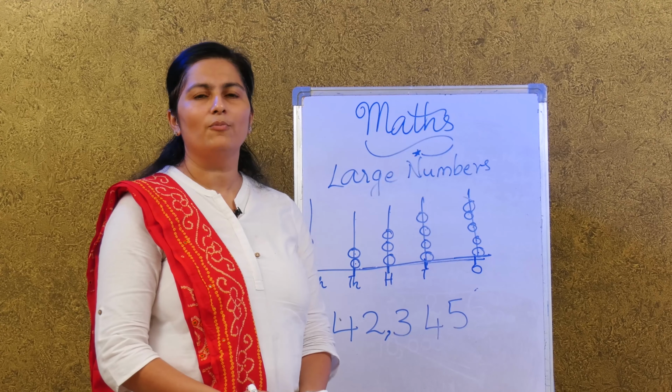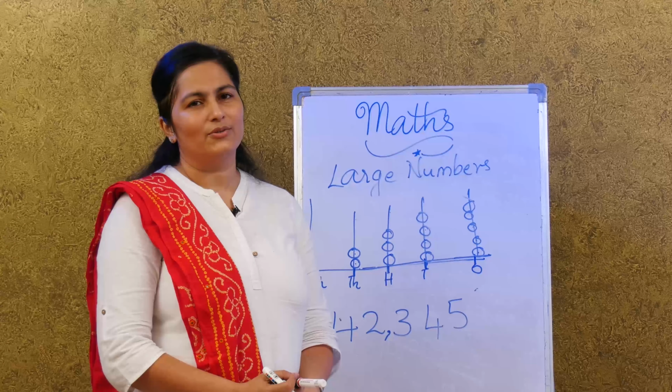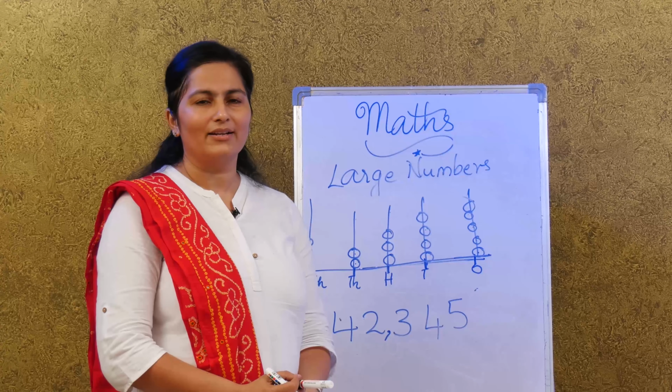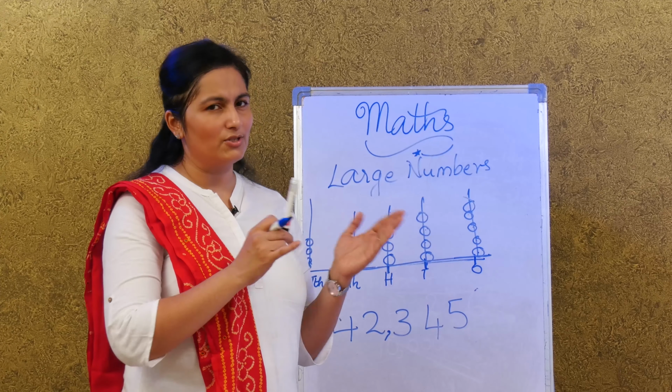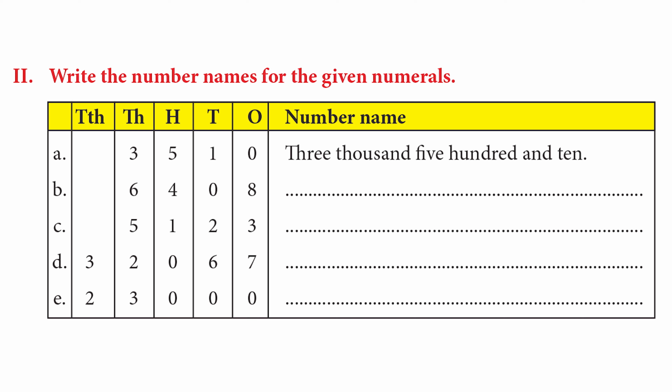Always keep a small notebook with you when you can just scribble, and you can write all the sums and the work, and then you can write the correct answer once you get it into the textbook. Moving on to page number 60. Write the number names for the given numerals. Let's take a look at one or two examples and then you can continue. The first one is given. So let's look at the 10,000 one, D.